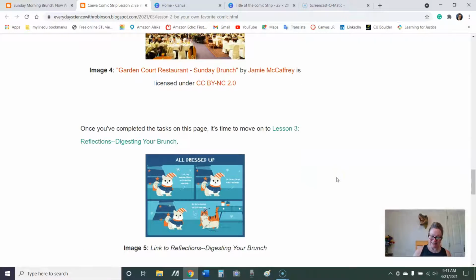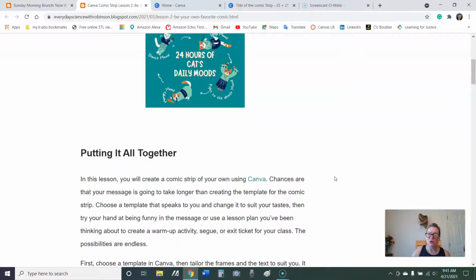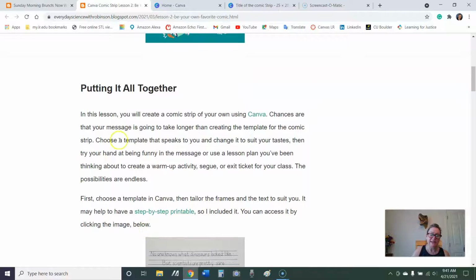Let's see, next on my list. What changes would you make? Should you design this for your colleagues? If I were to design this for my colleagues, I would definitely go back and take all of this text and put it in a Canva comic.